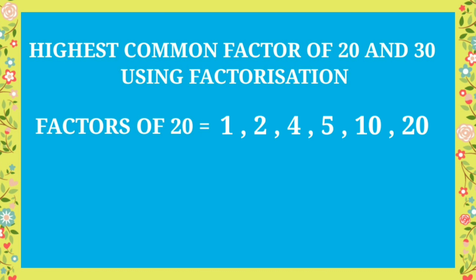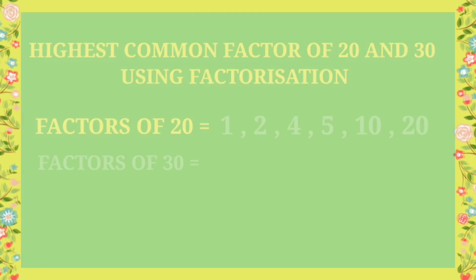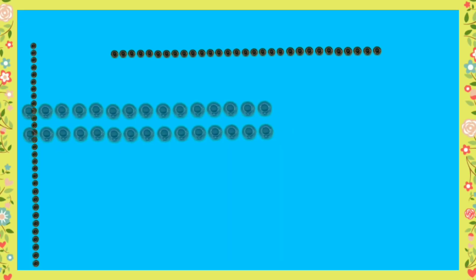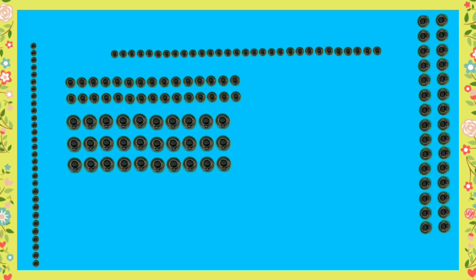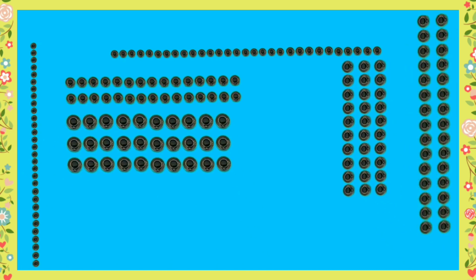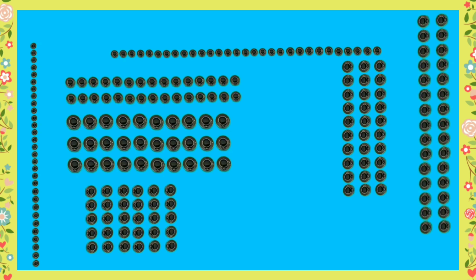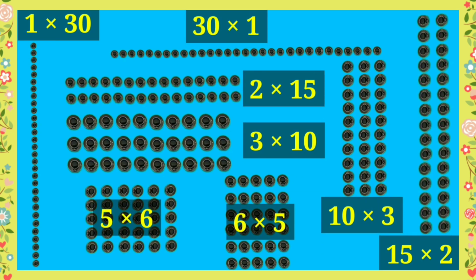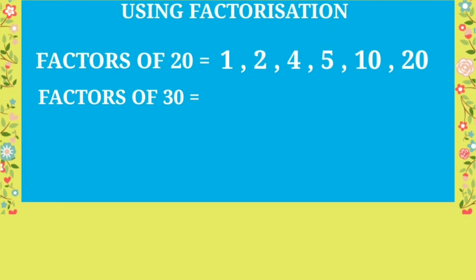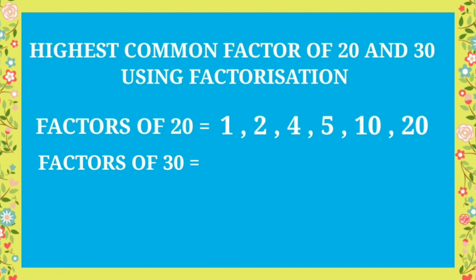Now let us find the factors of 30. For 30 buttons we can have 30 rows of 1 button, 1 row of 30 buttons, 2 rows of 15, 15 rows of 2, 3 rows of 10, 10 rows of 3, 5 rows of 6 and 6 rows of 5, and this way we get the factors of 30. So students, factors of 30 are 1, 2, 3, 5, 6, 10, 15 and 30.